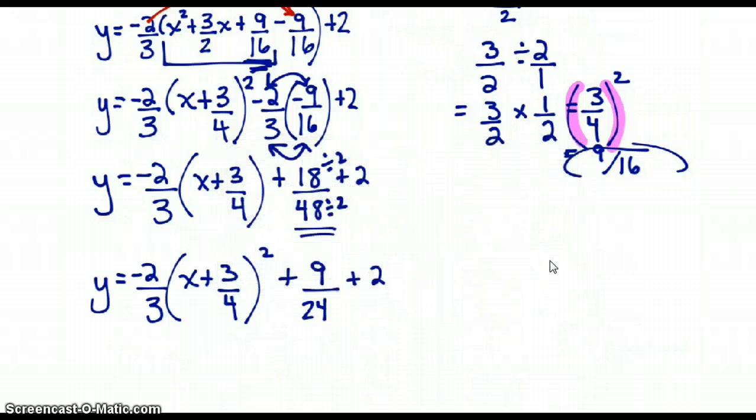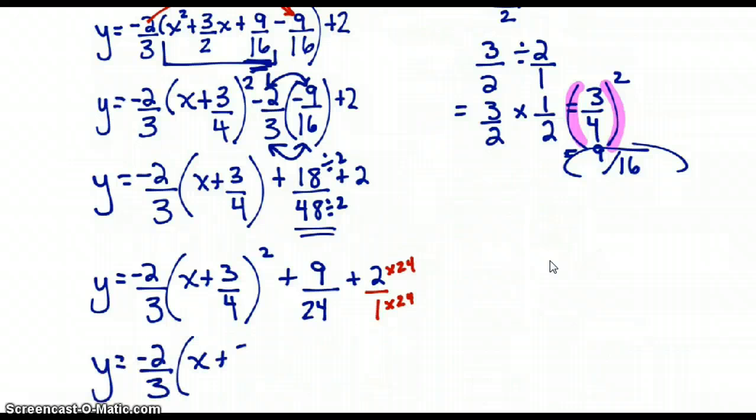Now to add fractions, you need to put the 2 on a fraction. So to put any number over a fraction, it's over 1. And we're going to need to get the bases the same. So we're going to multiply the 1 by 24 and also the top by 24, because whatever you do to the bottom, you do to the top. So now we keep going. Negative 2 over 3, x plus 3 over 4 squared. And 2 times 24 is 48.